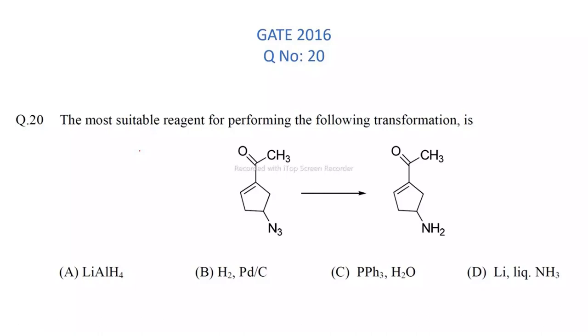PPh3 and water is basically a named reaction called the Staudinger reaction that will make azide to amine. So we'll discuss one GATE question from GATE 2016, question number 20. The most suitable reagent for performing the following transformation is, so this is our substrate and this is our product. In this substrate, there is an alpha beta unsaturated ketone and an azide. They are keeping the alpha beta unsaturated ketone intact and reducing the azide to amine. We have to find which option is correct. They use four different conditions: lithium aluminium hydride, hydrogen with palladium on carbon, PPh3 in water, and lithium in liquid ammonia. Which will be the correct option?